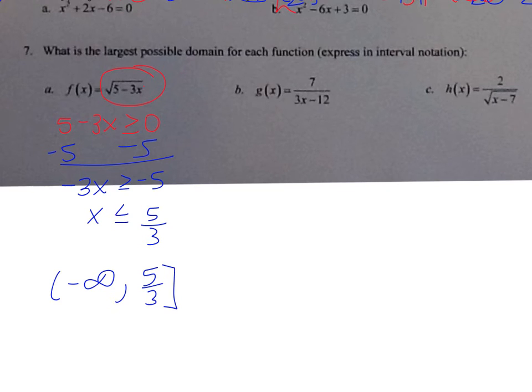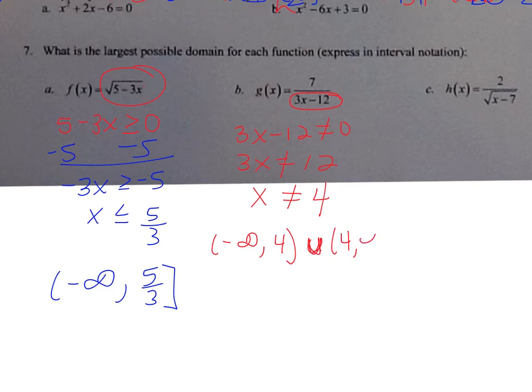So I have a fraction. So think about what you can have. You can't have a 0 in the denominator. So 3x minus 12 cannot equal 0. So add 12, I get 3x cannot equal 12. Divide by 3, x cannot equal 4. So that means it's all real numbers except 4. So using interval notation, it's from negative infinity to 4, but not including 4, union, that's a union, 4 to positive infinity. Okay, and the last one.